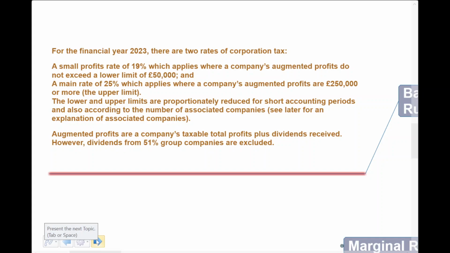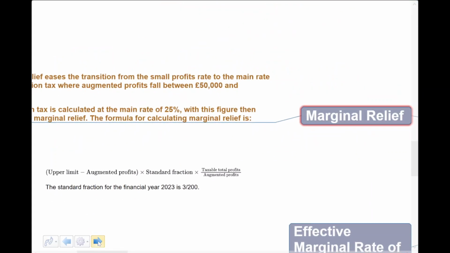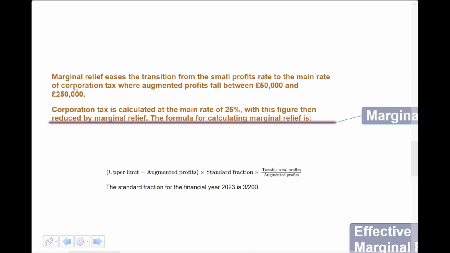Now let's move on to what I refer to as the middle area, in other words, the middle rate in one sense. This is the area of what we call marginal relief, and this is new in FA23 for us. What we're saying with marginal relief is that it deals with situations where companies have augmented profits, remember, taxable total profits plus dividends excluding group companies, between 50 and 250, because that wasn't dealt with above. We said below 50, 19%. We said above 250, 25%.